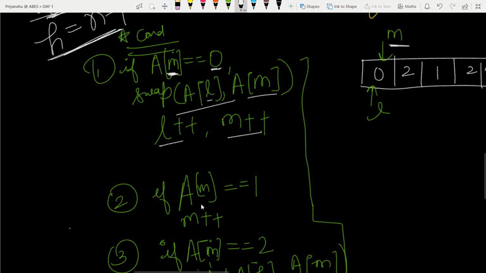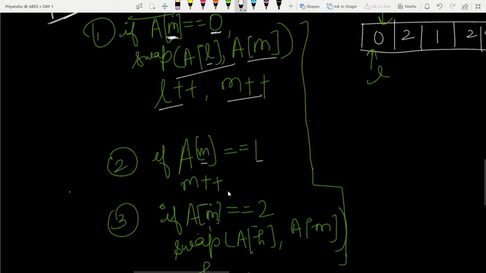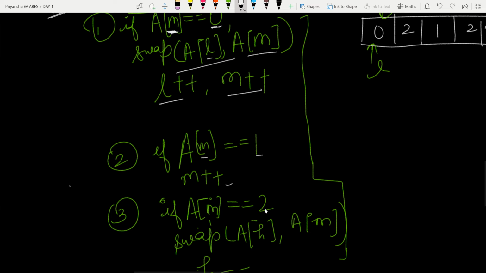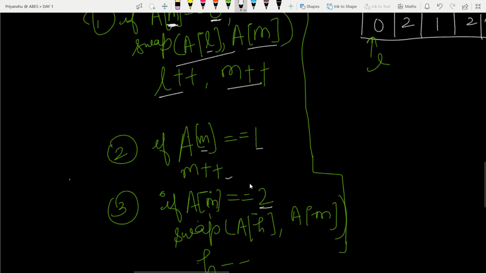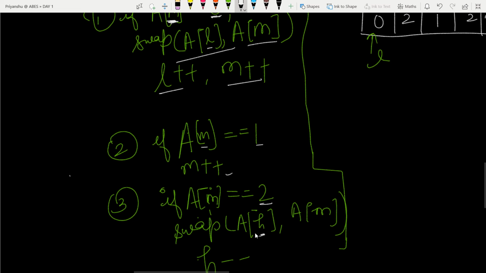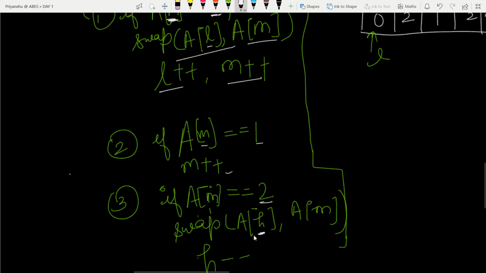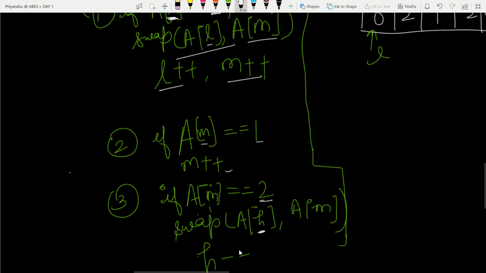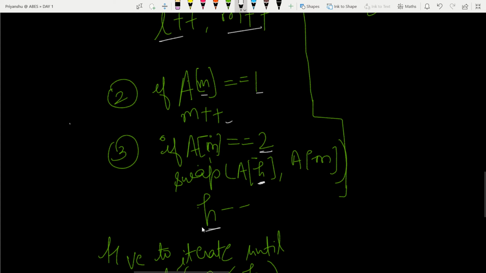Simple. If the value present at the mid index is 1, we simply move mid to the next position. And if the value present at the mid index is 2, we swap it with the element present at the high index, that is, the value at the high index is swapped with the value at the mid index, and we decrement high by 1.